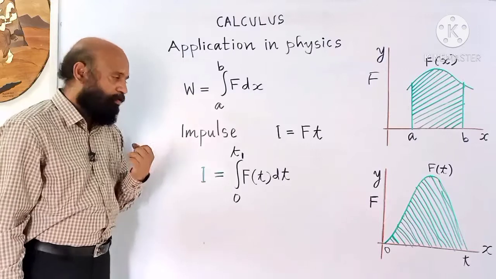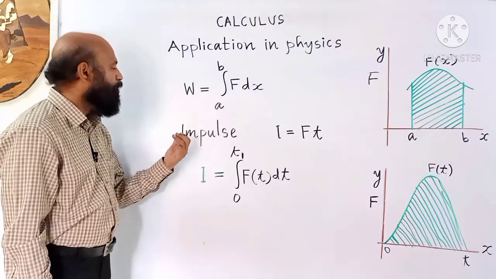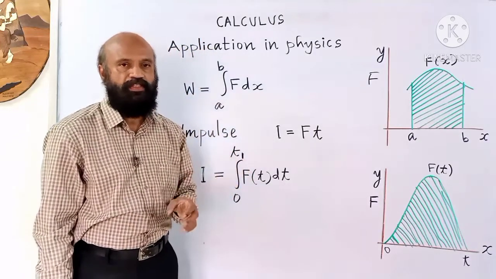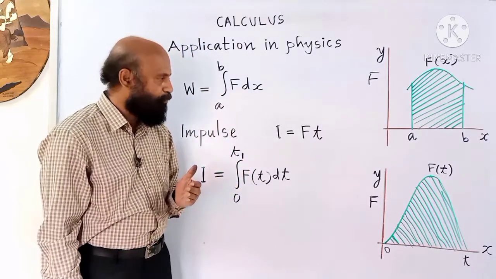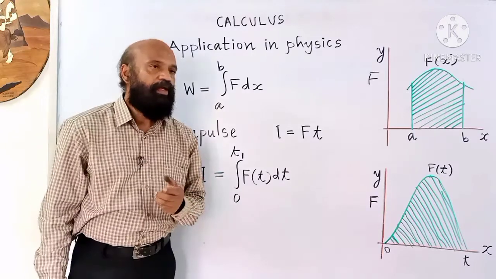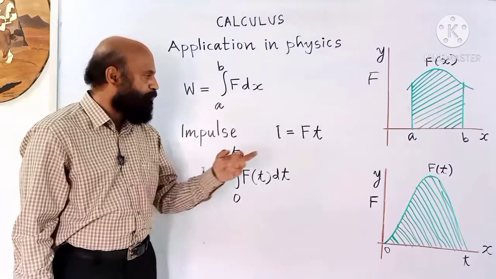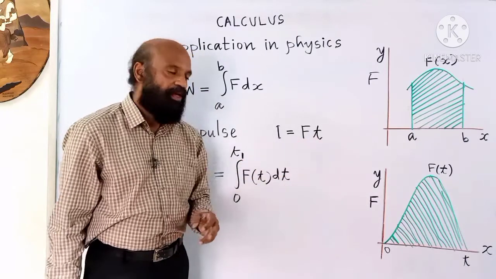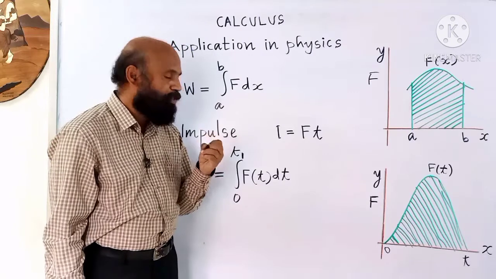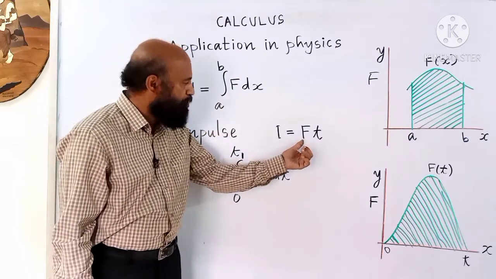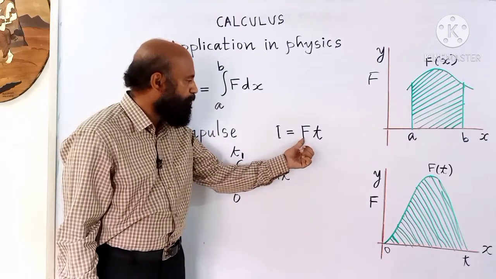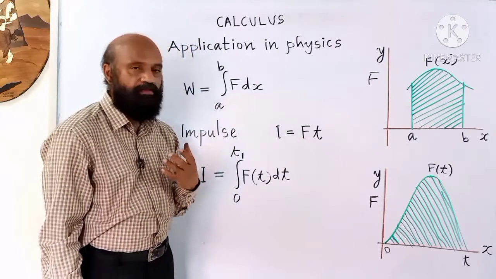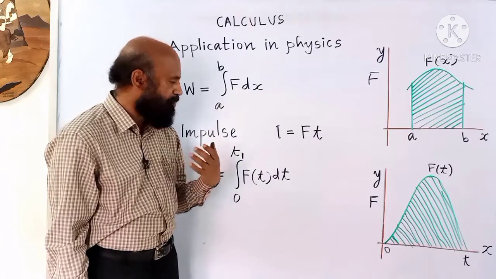Now let us see one more example. Impulse. If a very large force is acting for a short interval, it is called an impulsive force. Then the impulse of an impulsive force is defined as the product of force and time. Suppose the force is constant. If force is constant, we can multiply F into t. Suppose force is not constant, it is changing with time.